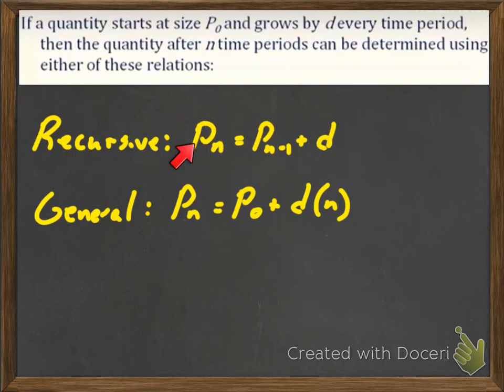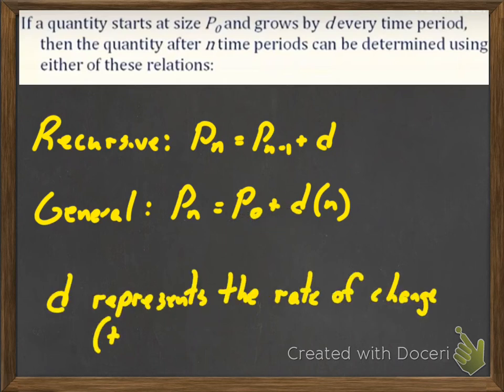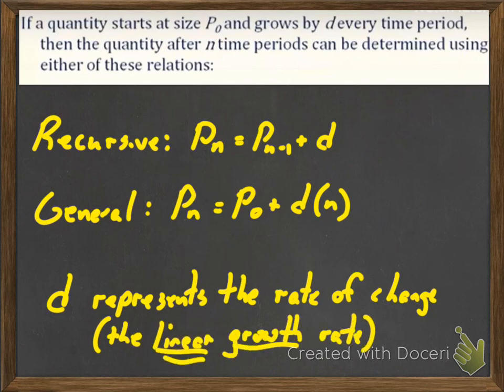The recursive function, which is P sub n equals P sub n minus 1 plus this rate of change, and in this case it's a linear growth rate. And then this general form, sometimes called an explicit form, P sub n equals P sub 0 plus this rate of change times n. And this looks really familiar, right? This is basically our y-intercept, and this is our slope. So D represents the rate of change, or the linear growth rate.